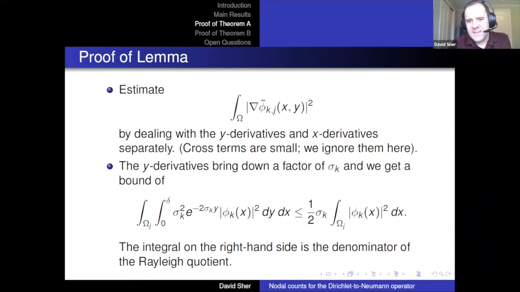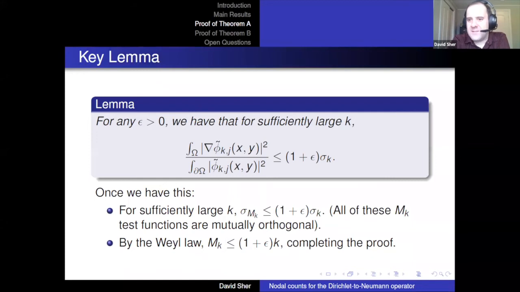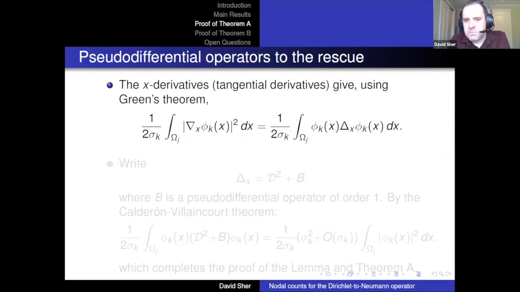And what you get is a bound of 1/2 sigma k. The 1/2 comes from the 2 in the exponent. 1/2 sigma k times the integral of phi k, the eigenfunction, over the domain sigma j, omega j. But that integral on the right-hand side is just the denominator of the Rayleigh quotient for this eigenfunction. And so the y derivatives contribute basically a 1/2 sigma k to this estimate in the lemma here. Okay, so that's what they do.